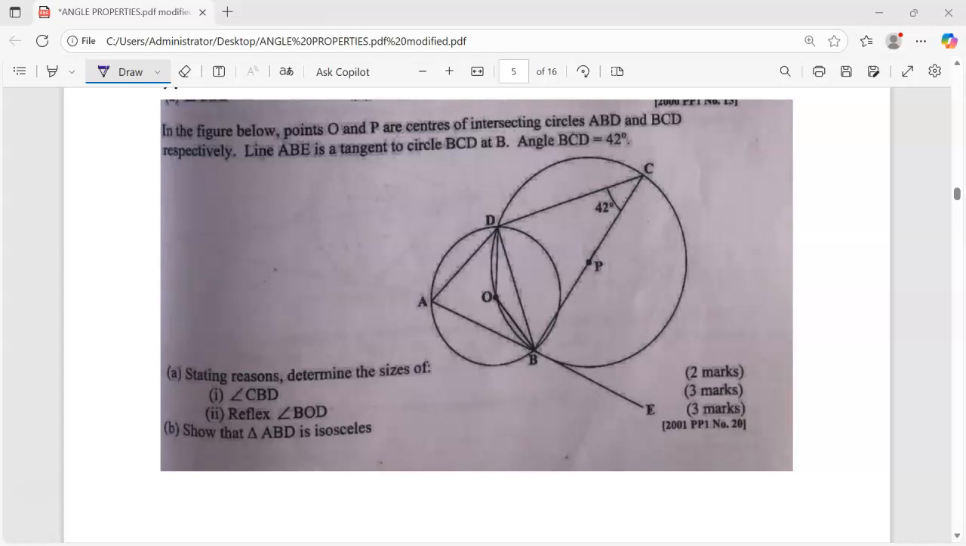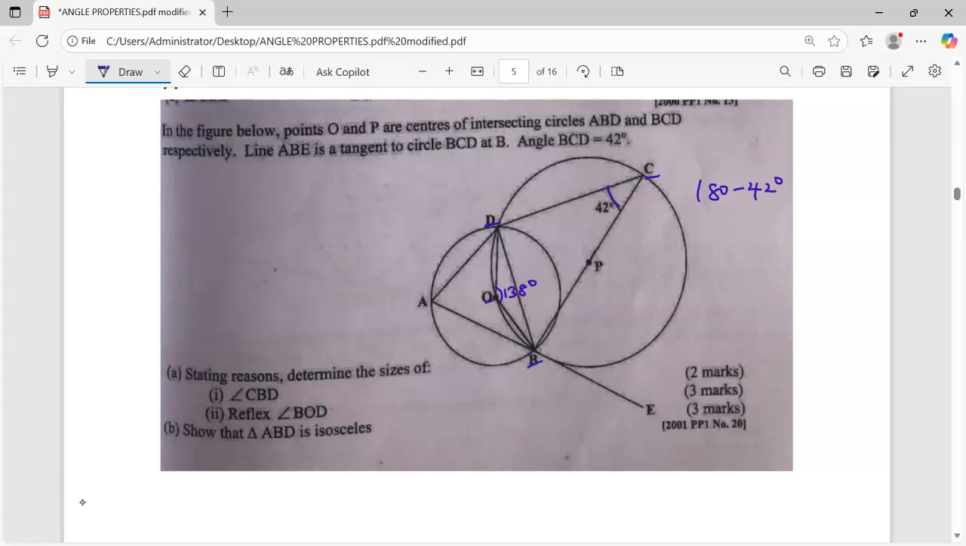Already, we know that points D, O, B, and C form the 4 points on the circle, giving us a cyclic quadrilateral. And remember, the opposite angles of a cyclic quadrilateral add up to 180 degrees. If this is 42 degrees at this point, then the angle at this point is going to be 180 minus 42 degrees, giving us 138 degrees.